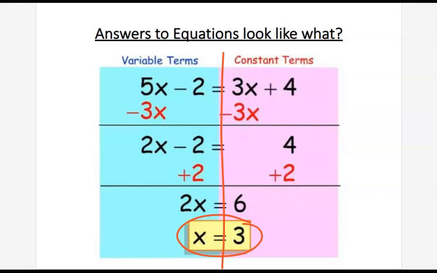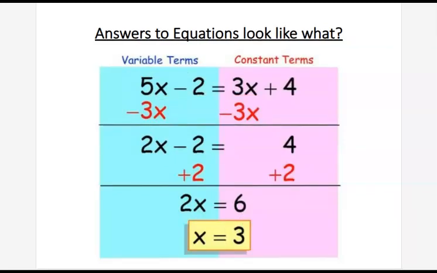So what that means is if I have an equation like this, where 5x minus 2 equals 3x plus 4, I need to make sure that I get all of my variables on one side and then all my constants on the other side so that I can solve and get one answer. So this should go into your note taker. There's a box that says answers to equations look like what. Please go ahead and pause the video and copy this down for your notes.